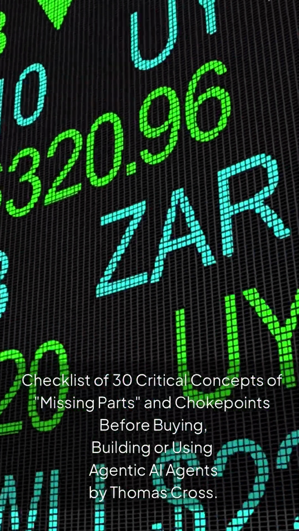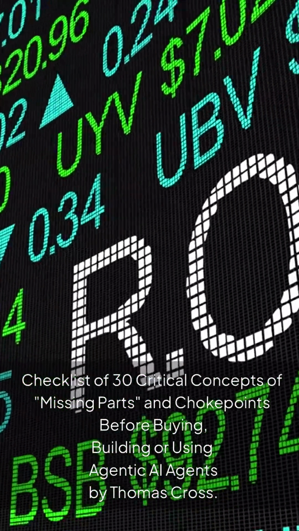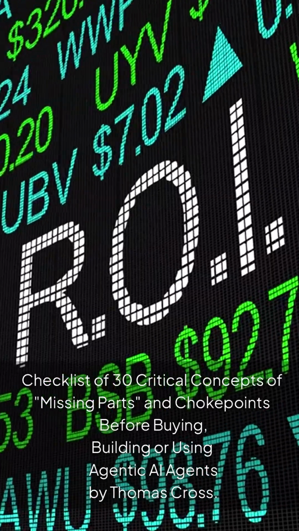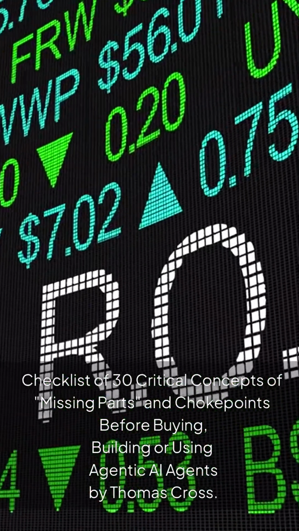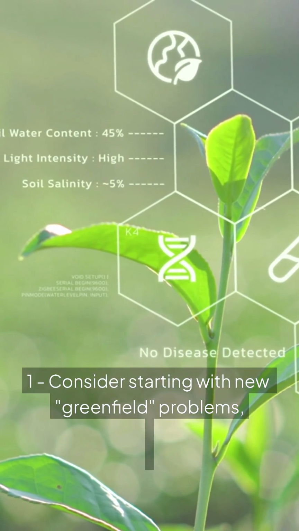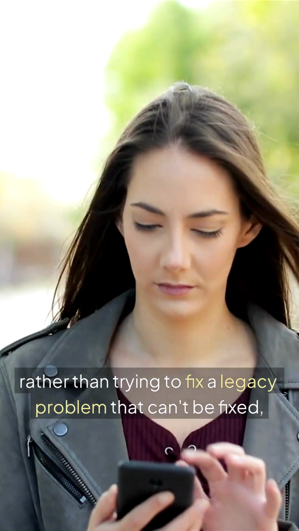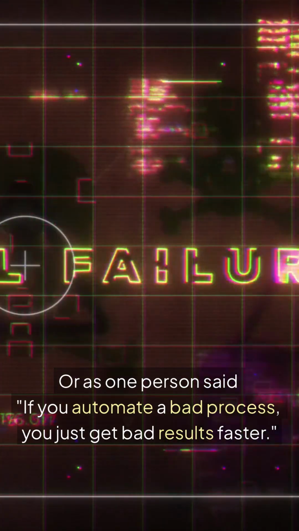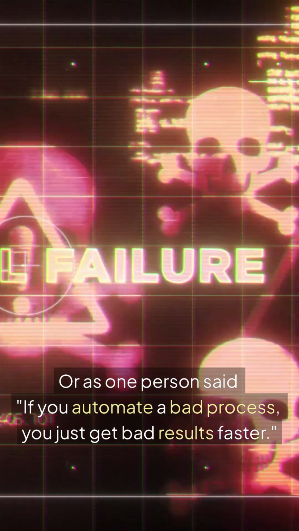Checklist of 30 critical concepts of missing parts and choke points before buying, building, or using agentic AI agents by Thomas Cross. 1. Consider starting with new greenfield problems rather than trying to fix a legacy problem that can't be fixed or is very difficult to improve upon. Or as one person said, if you automate a bad process, you just get bad results faster.